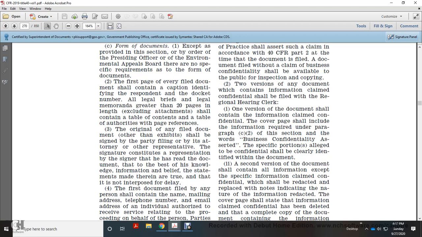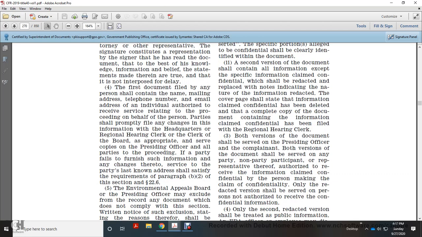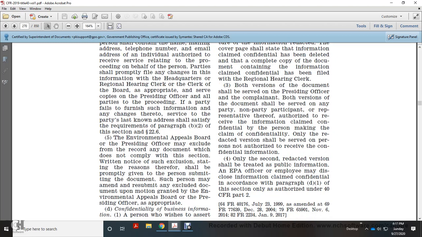The signature constitutes a representation by the signer that they have read the document, that to the best of their knowledge the information and statements made are true, and that it is not interposed with delay. The first document filed by a person shall contain the name, mailing address, telephone number, and email address of the individual authorized to receive service relating to the proceeding on behalf of the person. The party shall promptly notify the regional hearing clerk or the clerk of the Board, as appropriate, of any change of this information, and serve a copy on the presiding officer and all parties to the proceeding. A party that fails to furnish such information or any change thereto for service, the party's last known address shall satisfy the requirements of paragraph (b)(2) of section 22.6.